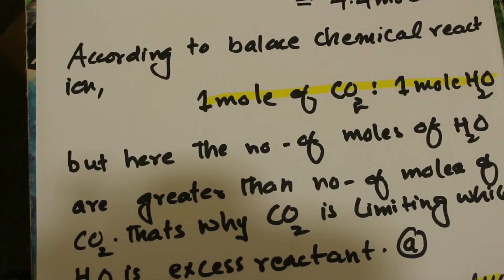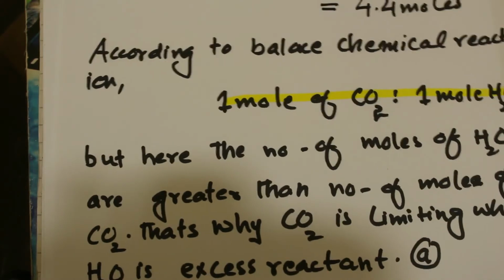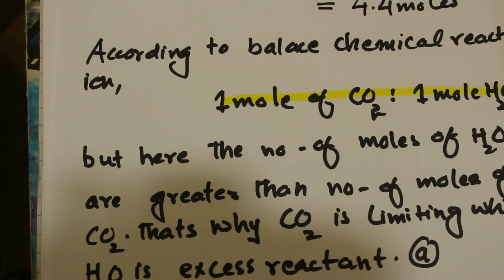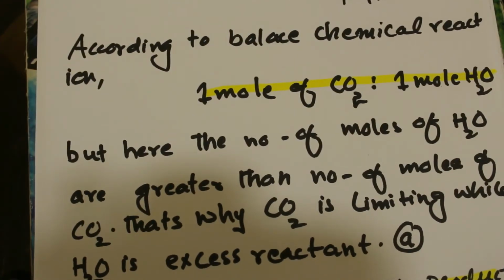According to the balanced chemical reaction, for 1 mole of carbon dioxide we require 1 mole of water, but here in this case we have 2.73 moles of the carbon dioxide, so we need 2.73 moles of the H2O to form the carbonic acid.